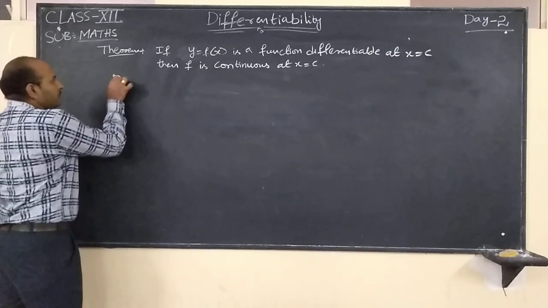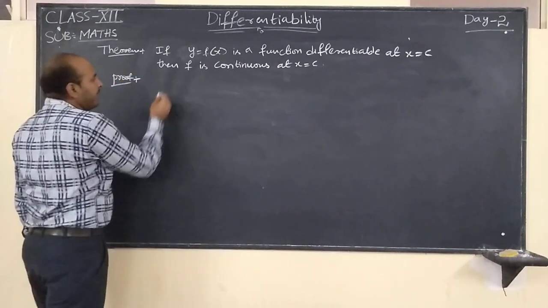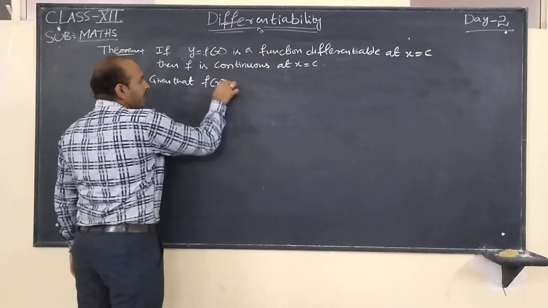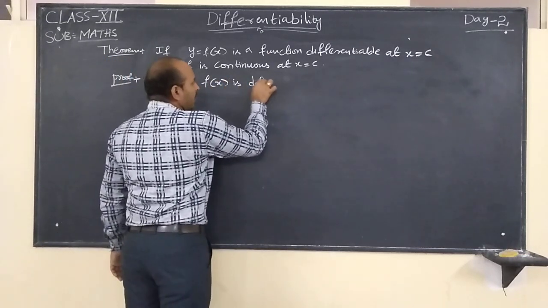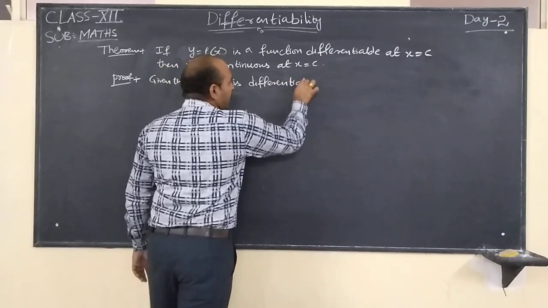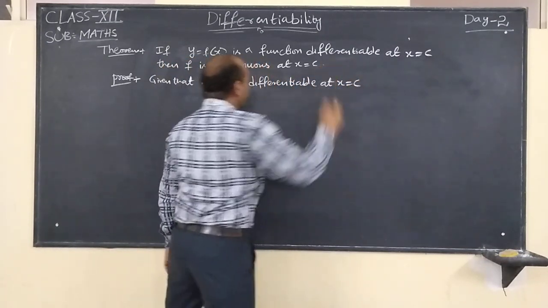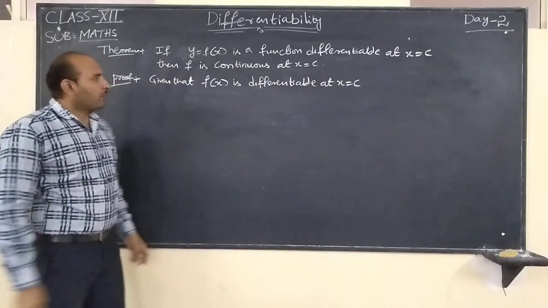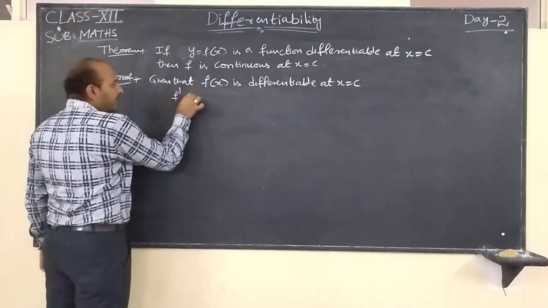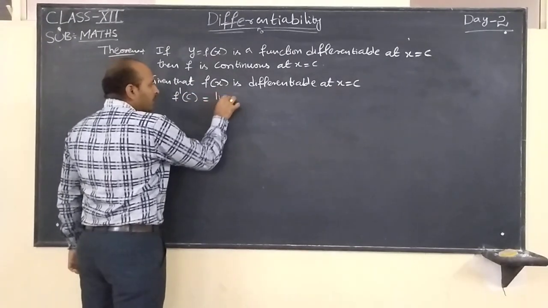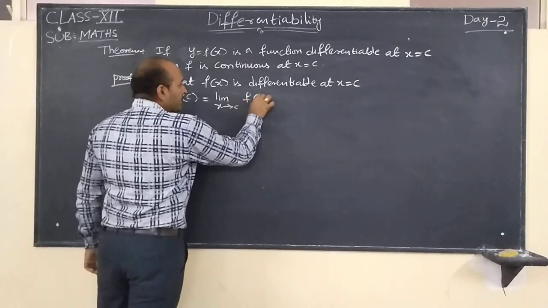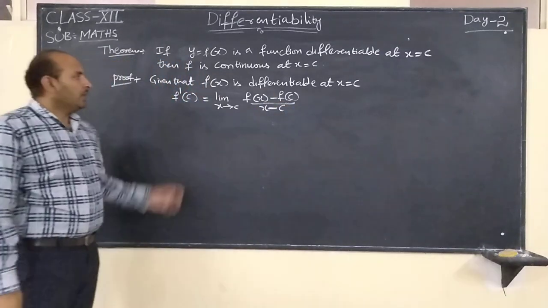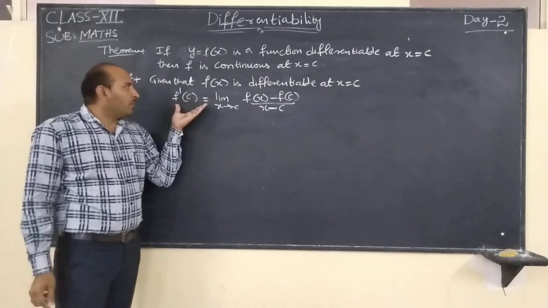Now in this theorem, given that f of x is differentiable at x equal to C. So according to the definition of a function differentiable at x equal to C, you can write f dash of C is equal to limit x tends to C of f of x minus f of C upon x minus C. So this is the differentiable at x equal to C condition.